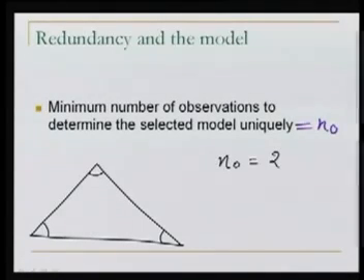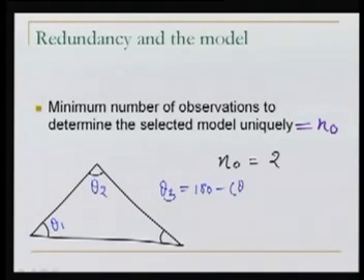We can determine the shape of this triangle only by observing theta 1 and theta 2, because theta 3 can be realized by this also. So the shape of the triangle is known. But here in this case, we don't have any redundancy in the object model.